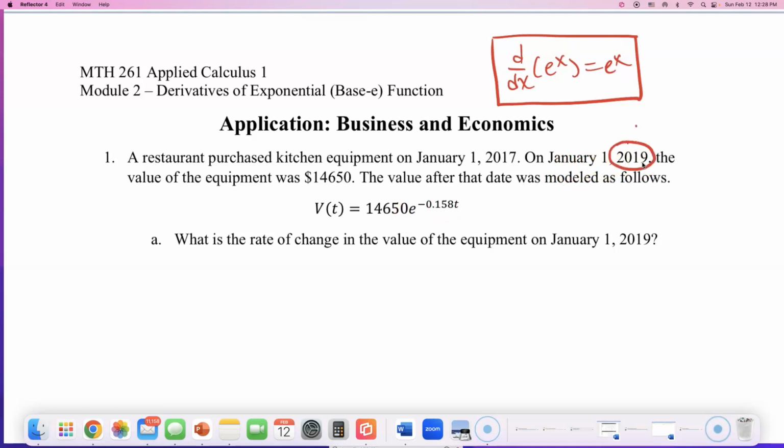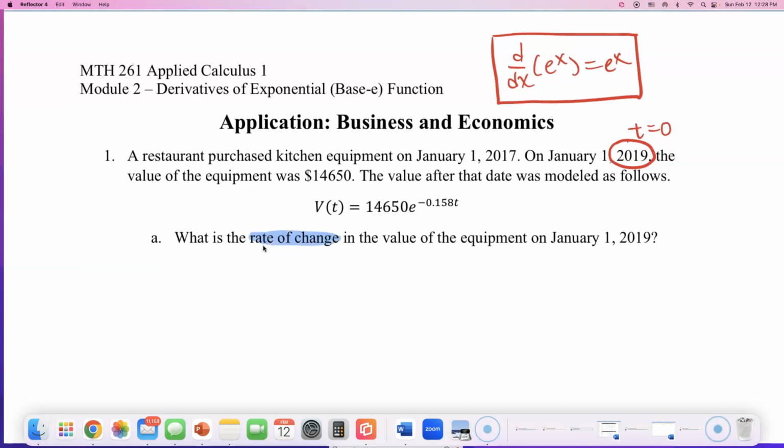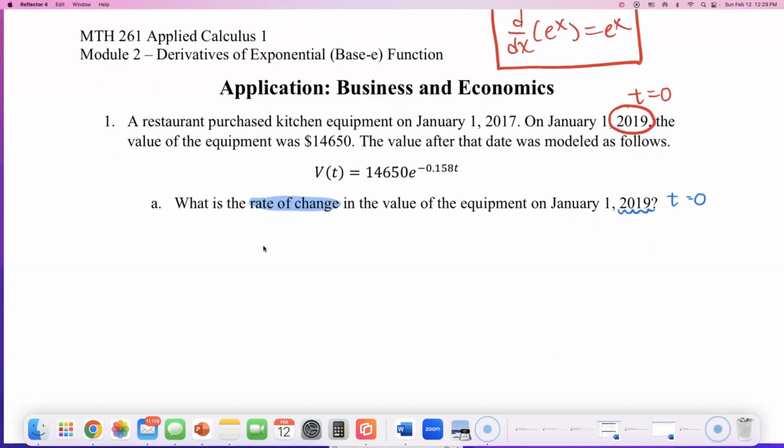So we're using 2019 as a base year, because look at the wording here. The value after that date, and that date they're referring to is 2019 here, was modeled as follows. So when they're asking for the rate of change, and by now we know whenever they ask us to find the rate of change, we need to find the derivative, right? So they want us to find the rate of change in the value of the equipment in 2019. So what I'm going to do is find the derivative function and plug in t equals 0, okay?